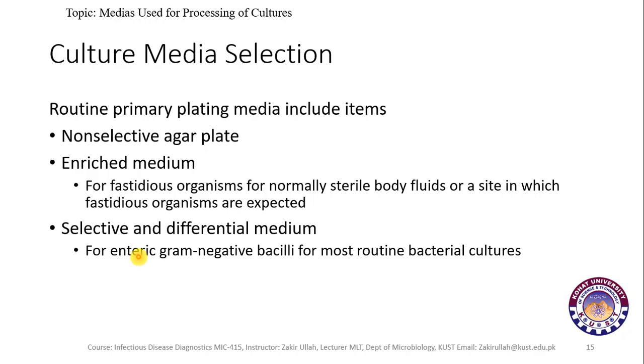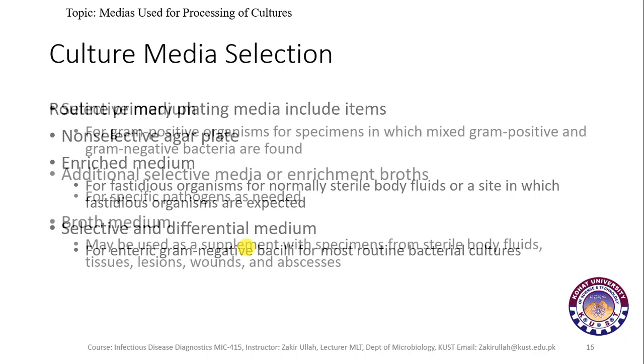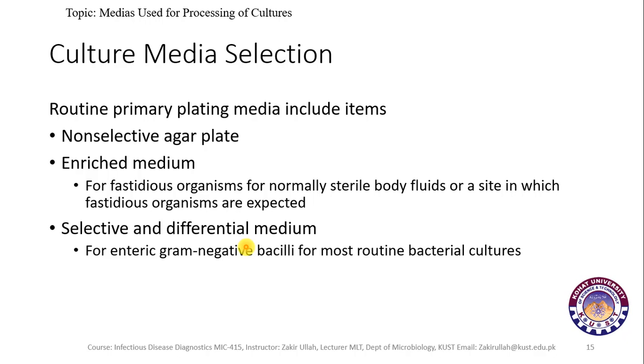The third type of media which can be selected is selective and differential medium. If the sample is from the enteric tract and gram negative bacilli are suspected, then for most routine cultures, selective and differential medium is required. For example, MacConkey agar can be used as a selective and differential medium if the sample is from the enteric tract.